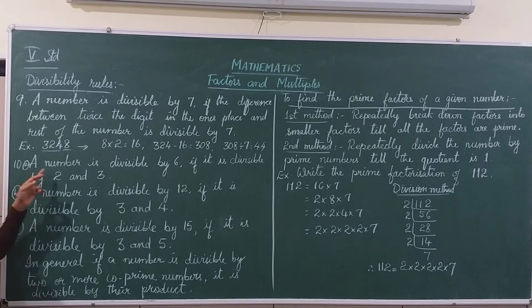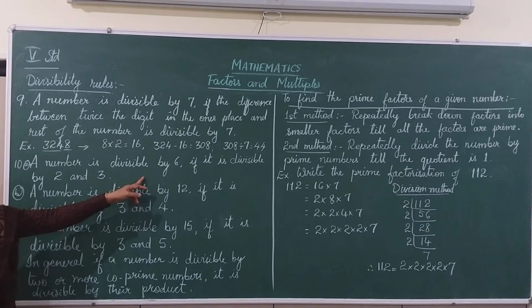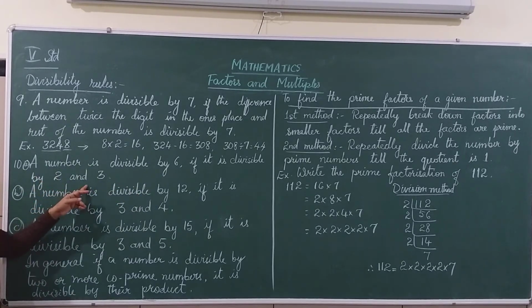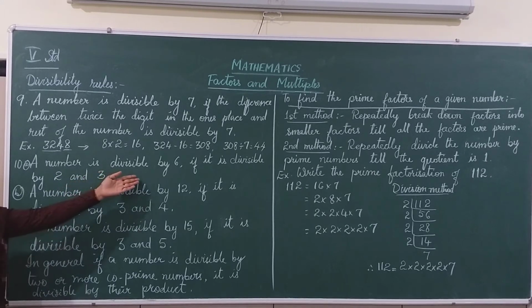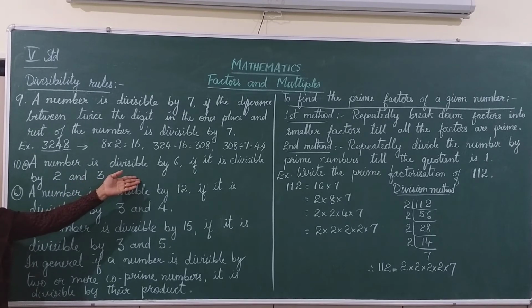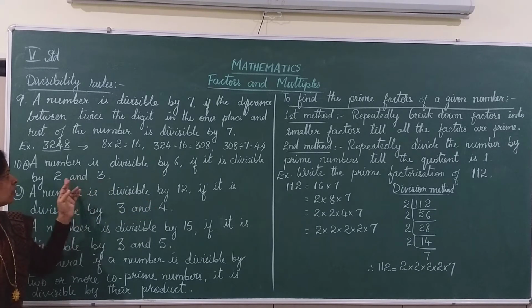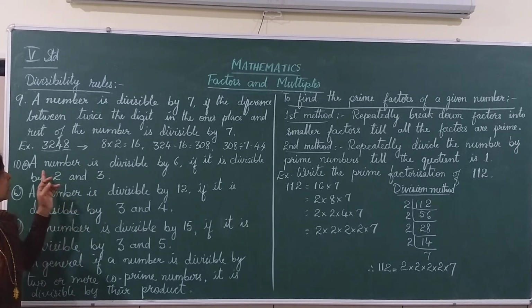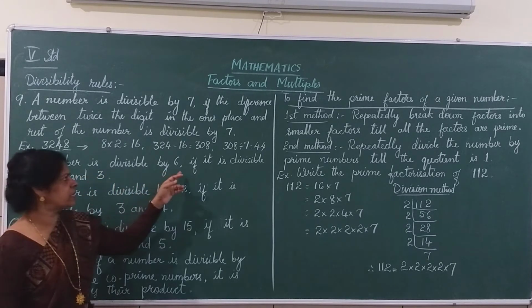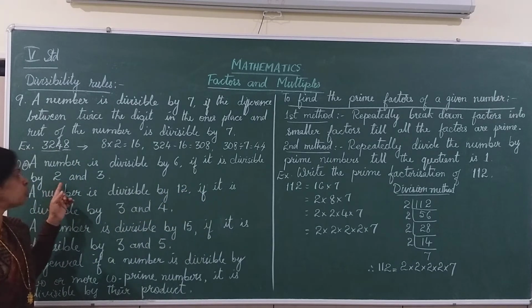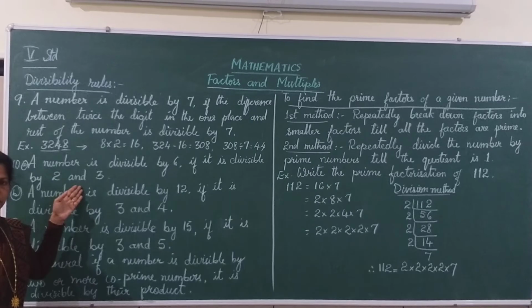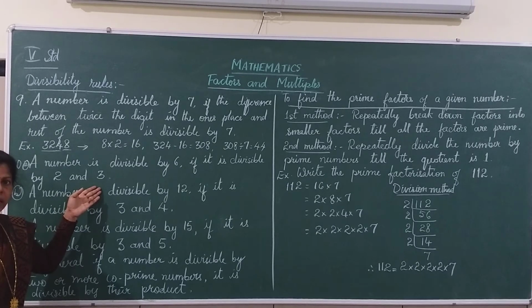Going to the next one, a number is divisible by 6 if it is divisible by 2 and 3. Not 2 or 3, it is 2 and 3. That means 2 times 3 is 6. Understood? See here once again, I will say a number is divisible by 6 if it is divisible by 2 and 3. If it has to be divisible by 2 and 3, it means divisible by 6.